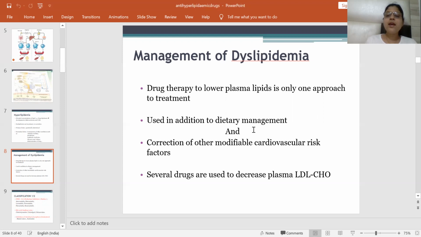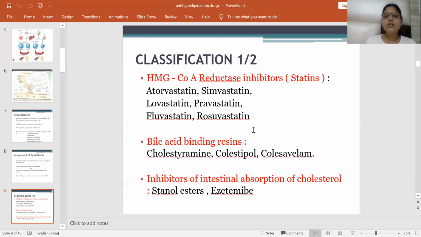Several drugs decrease the LDL cholesterol levels and increase the HDL levels. These are the drugs: HMG-CoA reductase inhibitors, statins like atorvastatin, simvastatin, lovastatin, pravastatin, fluvastatin, rosuvastatin; bile acid binding resins, cholestyramine, colestipol; and the inhibitors of intestinal absorption of cholesterol, that is ezetimibe, the drug which inhibits the Niemann-Pick C1-like 1 protein.